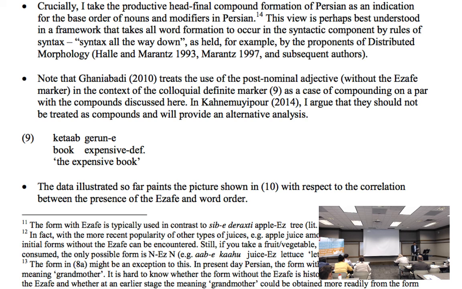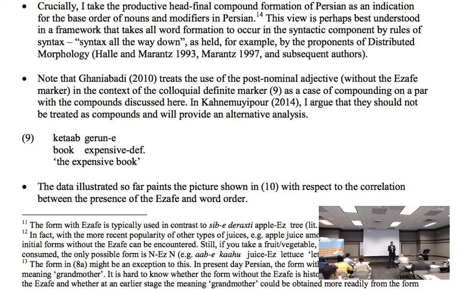But what I've tried to show basically in the past 15 minutes or so is summarized in 10 at the top of page 6 on your handout, which is this correlation between the Ezafe and the order of nominal elements. So you have either the noun followed by the Ezafe followed by the modifier, which is the most common way you have noun phrases. That's the fully productive syntactic way of forming noun phrases.